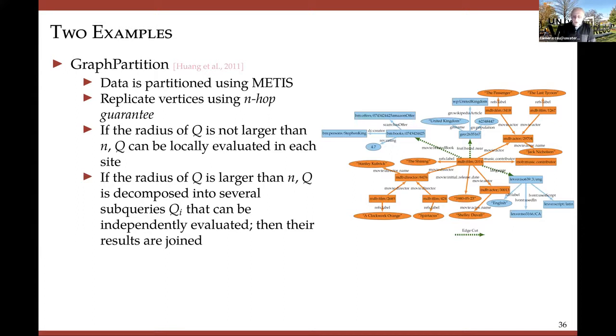So when you get a query Q, what you look at is the radius, which is really the distance from the query's center, which matches the center of this graph, to the edge. And if the radius of the query is larger than n, then I have to partition it into several subqueries such that the radius of each subquery is less than or equal to n, and then I execute each of those subqueries on a partition.